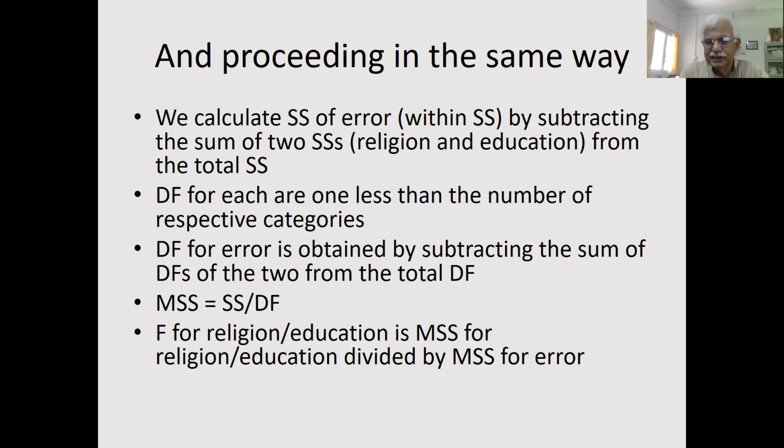Total degrees of freedom is the total number of observations minus 1, and then we compute the mean sum of squares for religion, for education, and for the error by dividing the sum of squares by the degrees of freedom. And then we calculate F ratios for the independent variables, religion and education.